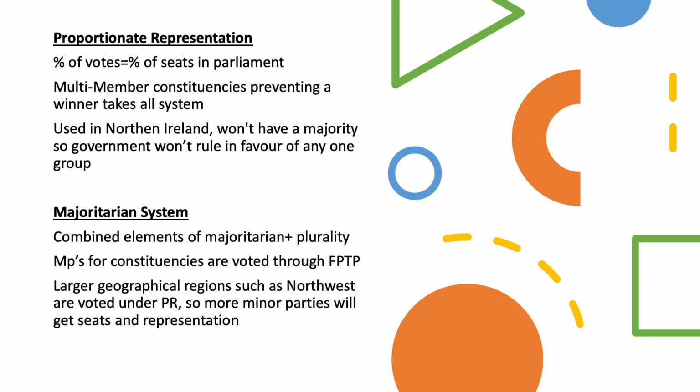Oh, okay. So then proportional representation. It's literally the percentage of votes equals the percentage of seats in Parliament. It's one of the most simple ones. Constituencies have multiple candidates or multiple seats because it's based on percentages and not area. It prevents a winner-takes-all system, and is used in Northern Ireland. So you can't have a majority in government, because no one actually gets over 50% of the votes.